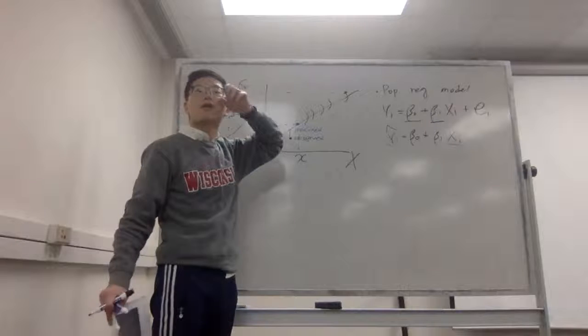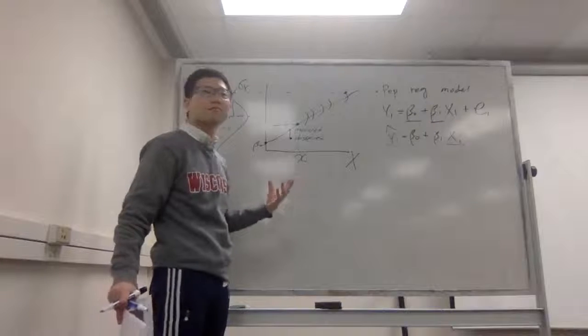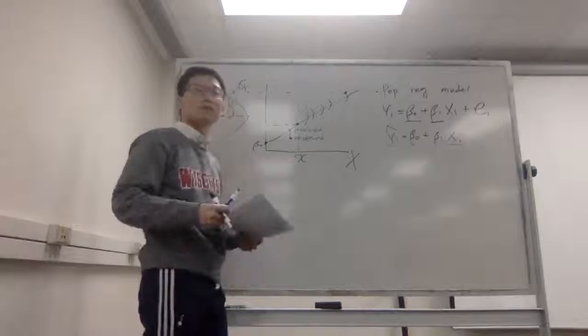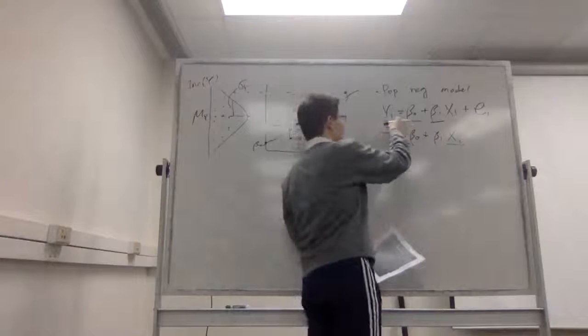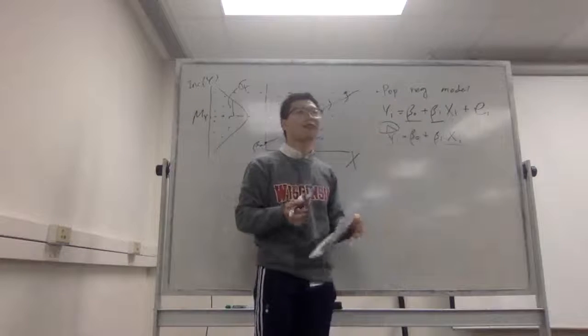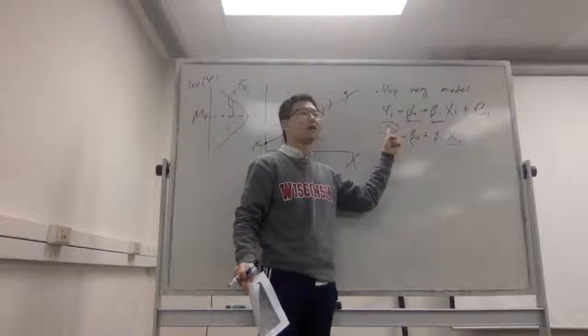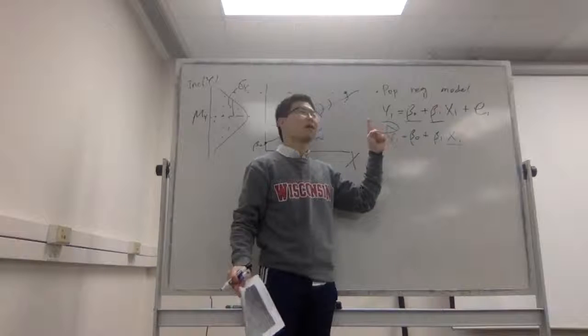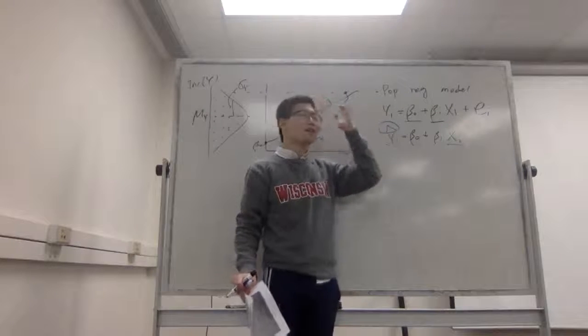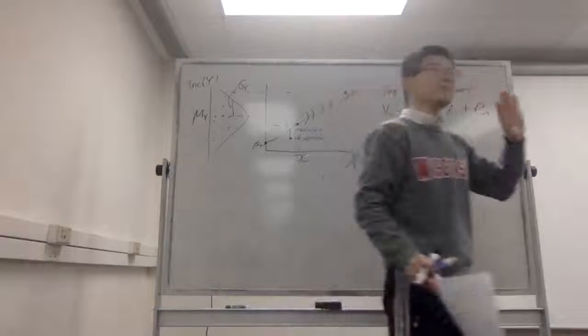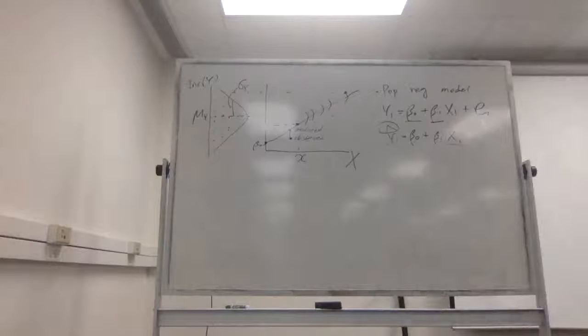Any questions so far? Straightforward? And then why would there be a hat right here? Anyone? What does a hat mean? Is it just the notation for predicted? Yeah, so it's estimated by the linear regression form. That's why there is a hat.